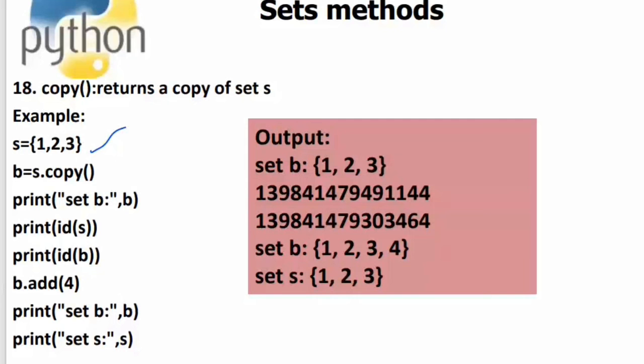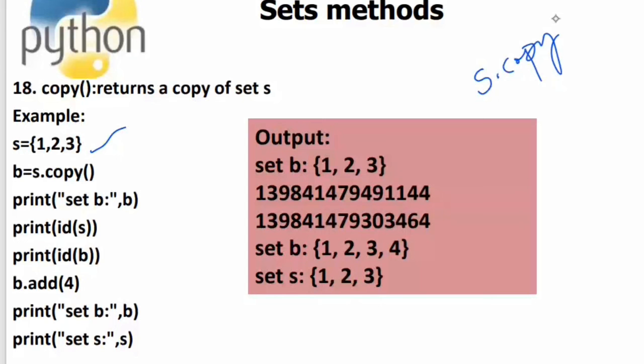Here S is a set having 1, 2, 3, and I'm saying B is equal to S dot copy. So the syntax to make a copy is that S is the original set and I want to make a copy of it, so I say S dot copy. Since this copy method returns the created set, you can see the description of the copy method here. I wrote that it returns a copy of set S. The return type of this copy method is a set itself.